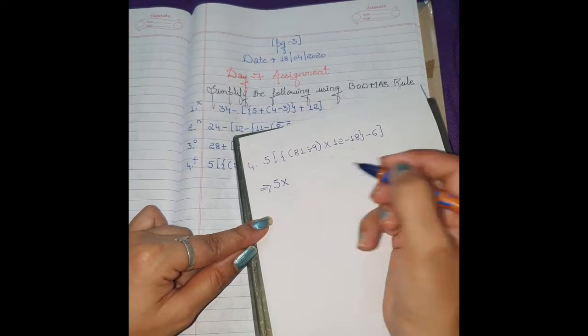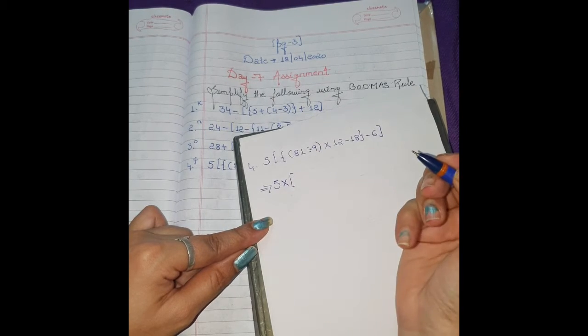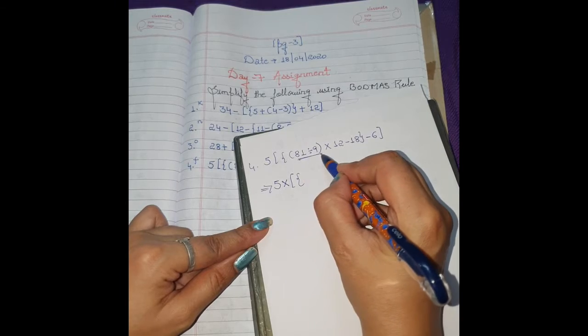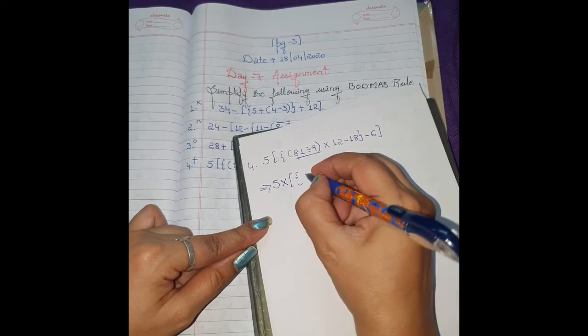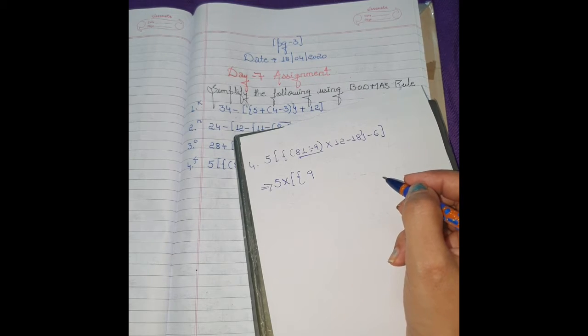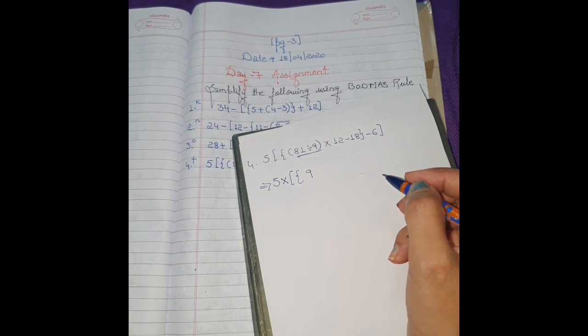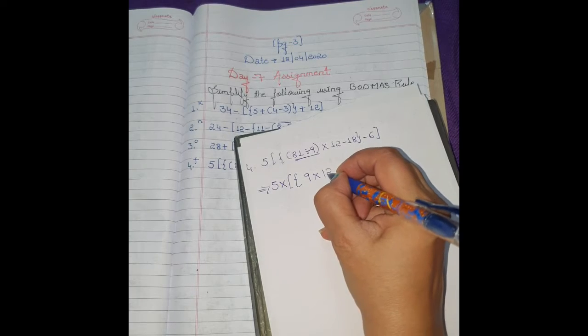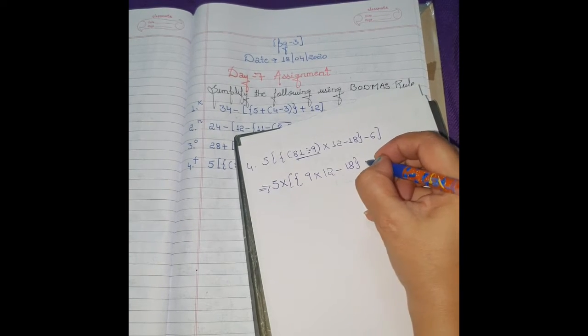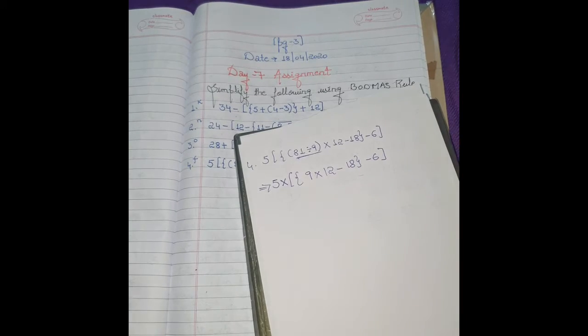So you can put here multiplication sign, open your square bracket, open your curly bracket, solve this small bracket. So 81 divided by 9 will give you directly 9. No need to write your small bracket, directly you will write digit 9. Multiply by 12 minus 18, then curly bracket of minus 6, square bracket of.